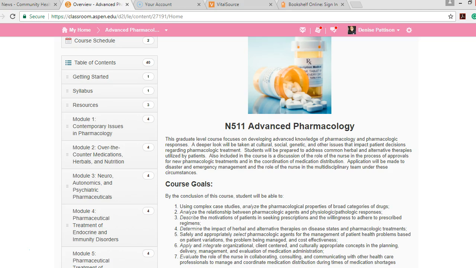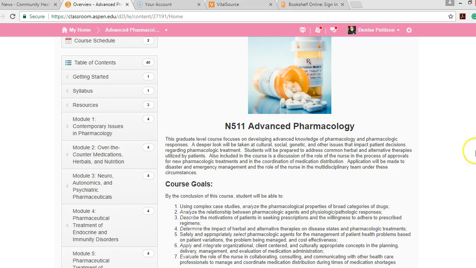So looking at how the medication works in the body, how the body absorbs medication, and how we process the medication, as well as cultural, social, genetic, and other issues that impact patient decisions regarding pharmacologic treatment. And the genetic aspect is actually really quite important to understand. We are also going to discuss herbal and alternative therapies, and we are also going to hit on disaster emergency management.